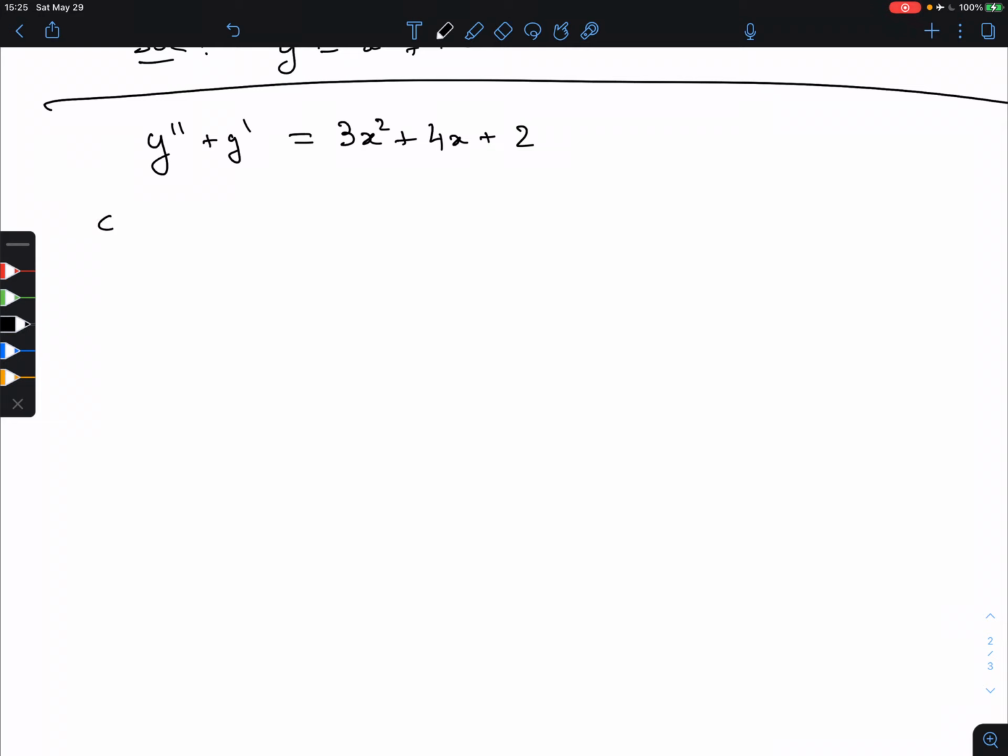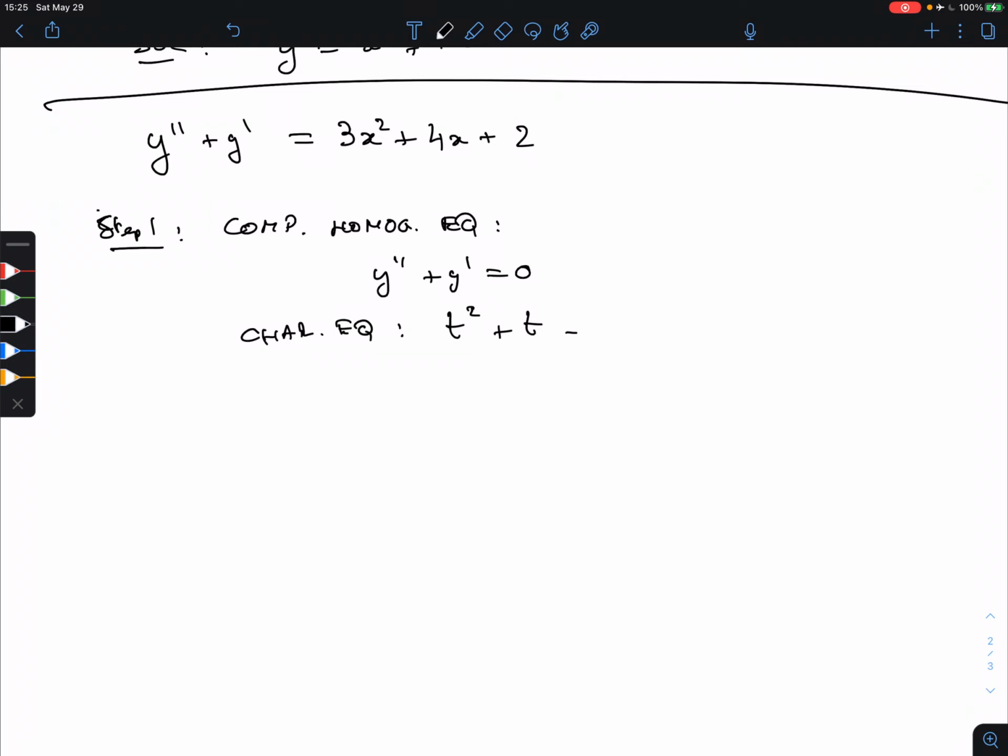So let's solve it in general because it's very quick. The complementary homogeneous equation, okay? What is that? Well, that is y double prime plus y prime equals 0. And so the characteristic equation here is t squared plus t equals 0. The difference with the previous case is we have a y prime but no y. So we get t times t plus 1 equals 0, so we get roots t equals 0 and t equals negative 1.